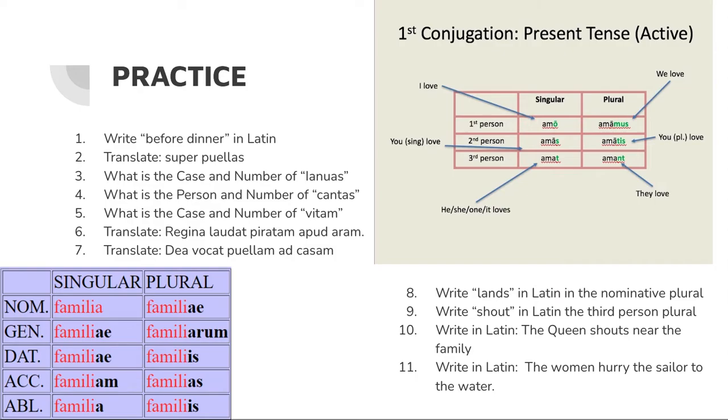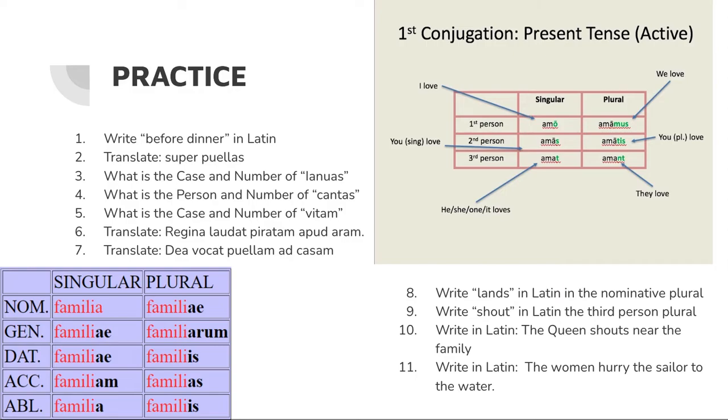So some practice. Right before dinner in Latin. If you use the worksheet in the description of the video, you can see the actual words to help you translate these sentences. But if not, I will go through them with you. Right before dinner in Latin. Before means ante. And dinner is cena. So how do we write before dinner? Ante always takes an accusative. So how do we make cena in the accusative singular case? It will be cenam. So number one will be ante cenam.